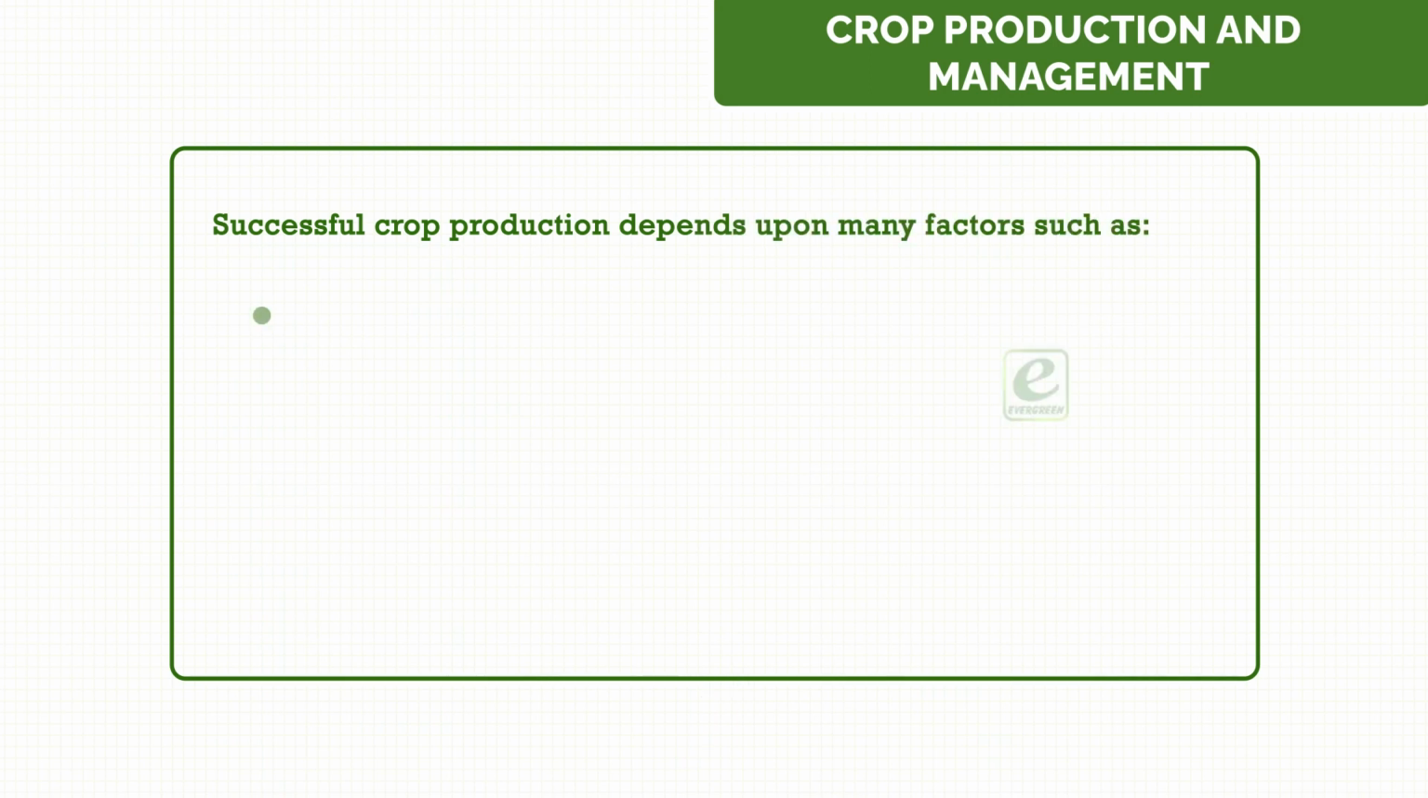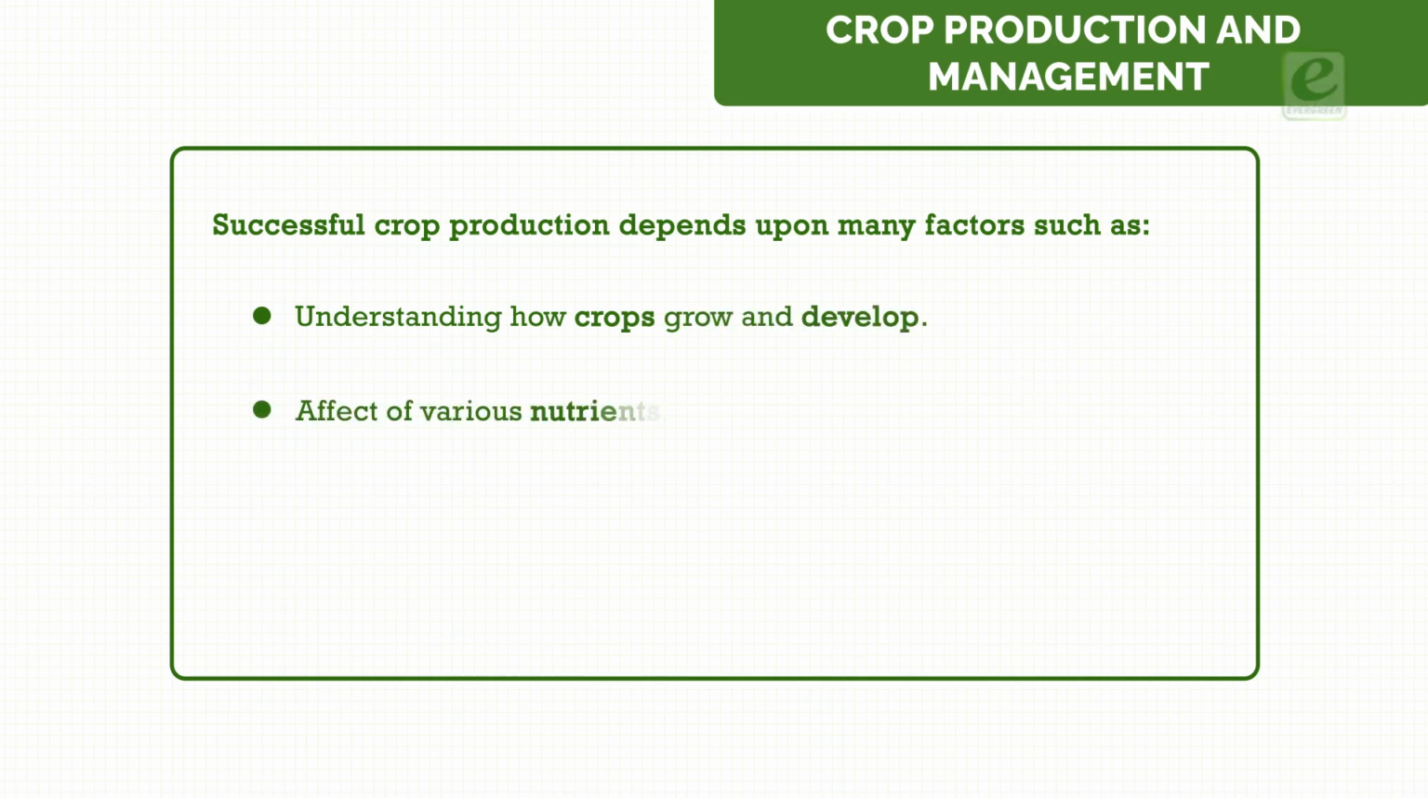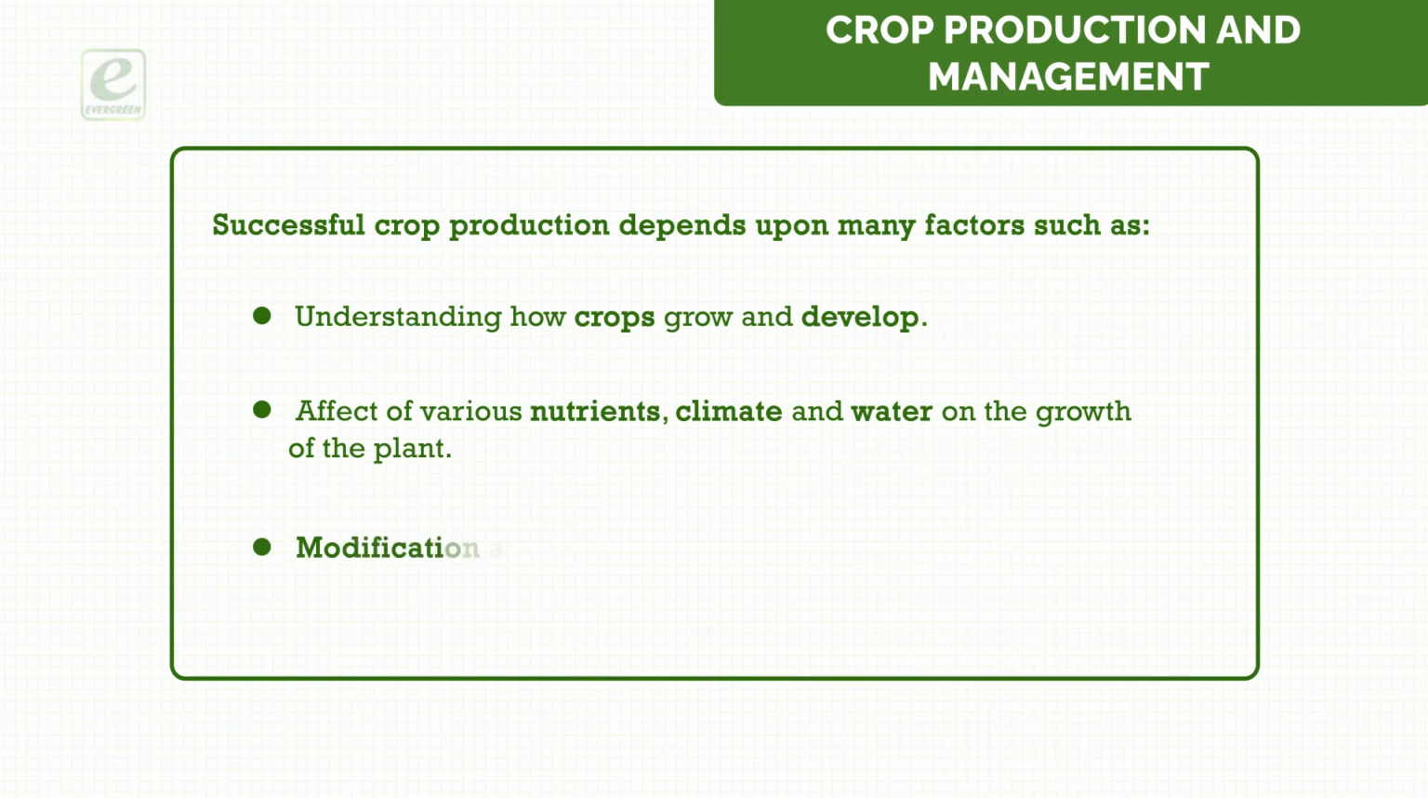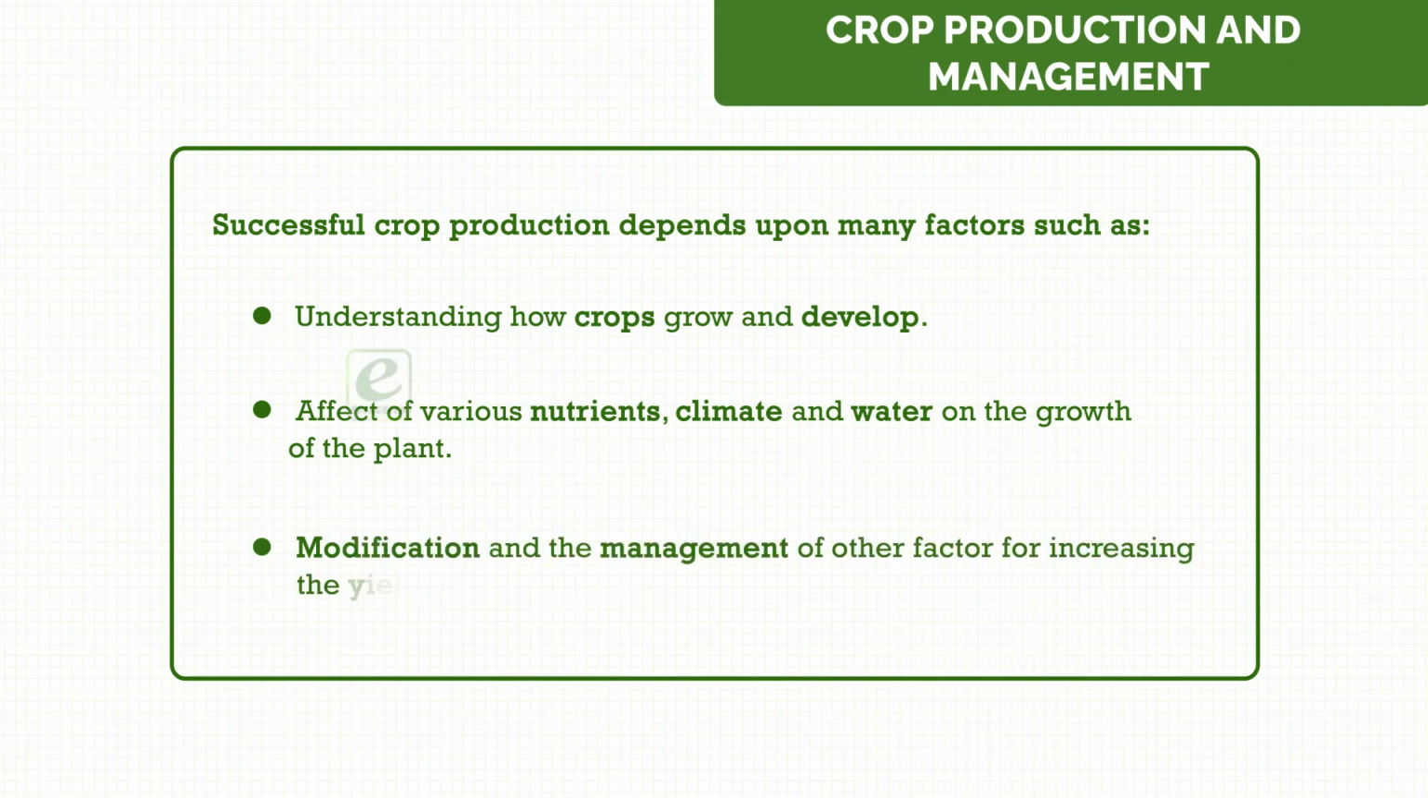Successful crop production depends upon many factors, such as understanding how crops grow and develop, the effect of various nutrients, climate, and water on the growth of the plant, and modification and management of other factors for increasing the yield of the crop.